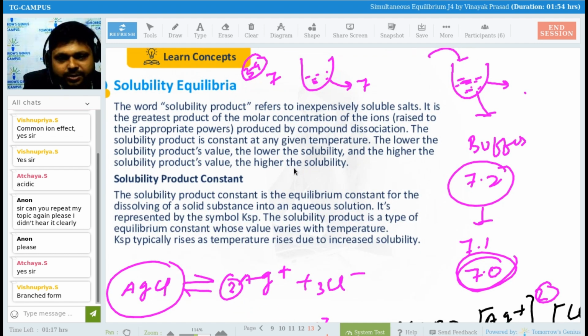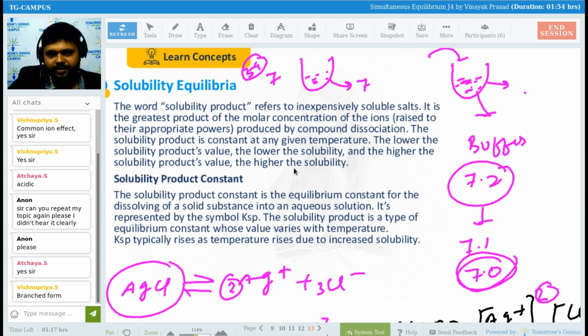The solubility product produced by the compound's dissociation is constant at any given temperature. The lower the solubility product's value, the lower the solubility, and the higher the solubility product value, the higher the solubility. If the value is greater, then the solubility is greater. If the value is lesser, then the solubility is also lesser.